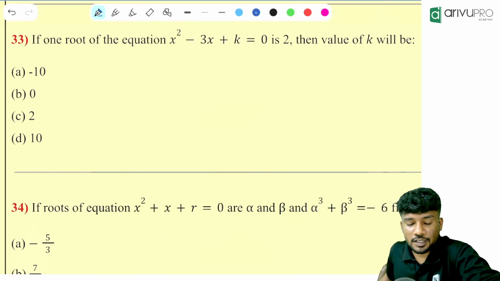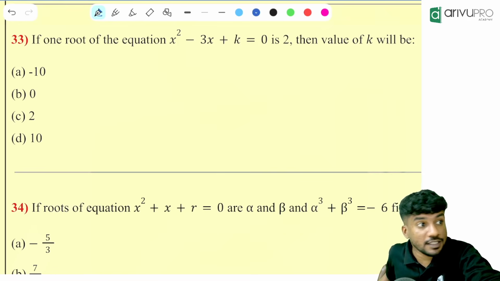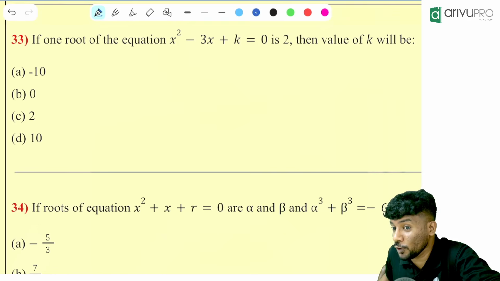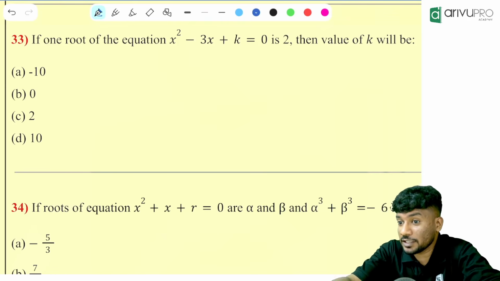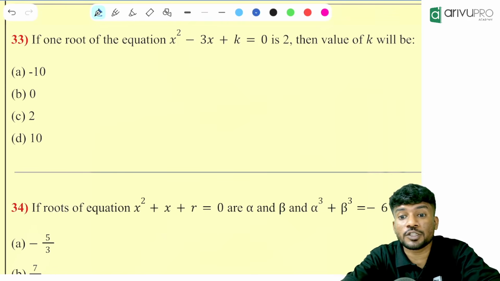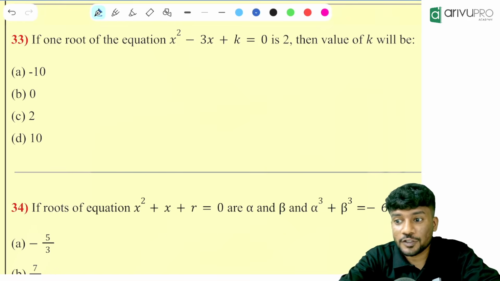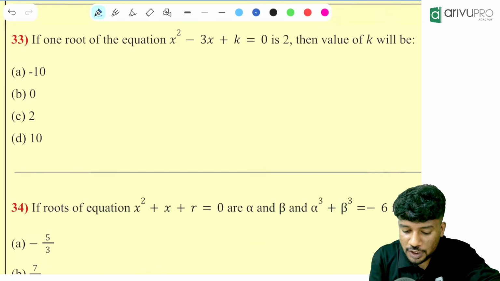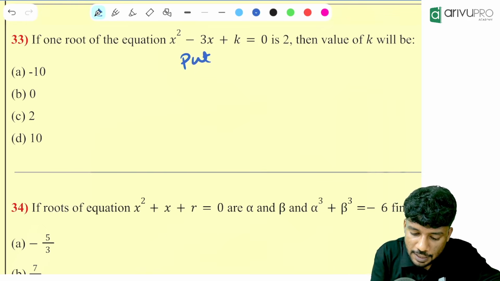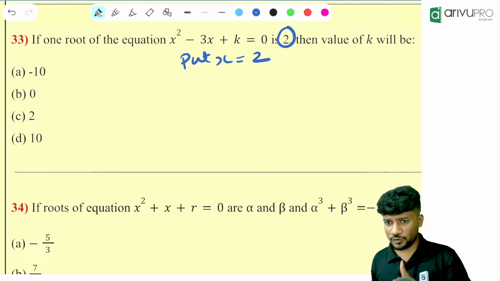Root means what? It will satisfy the equation. We started off with that. I told you, if you put the root in the equation, it will be equal to 0. So what will you do? Put x is equal to 2.